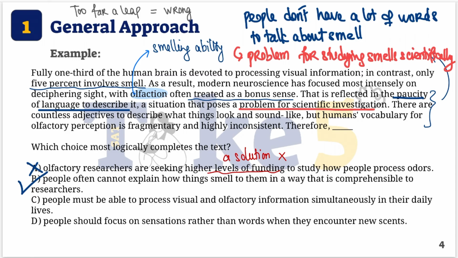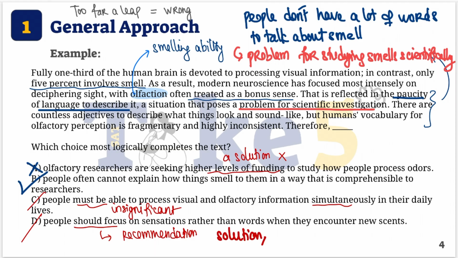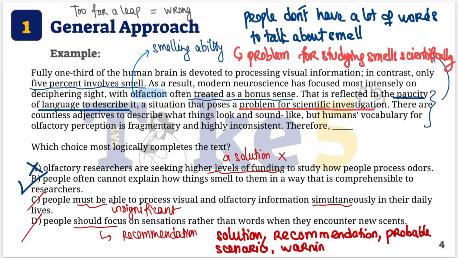This answer takes two pieces of factual information and puts them together in a way that sounds vaguely intimidating but is actually insignificant. D implies recommendations regarding what people should do when they encounter new scents, which again, is not a must-be-true conclusion. So, some good tips to take away here. If the answer is a suggested solution, a recommendation, a probable scenario, or a warning, it's not an inference, and hence not the correct answer.